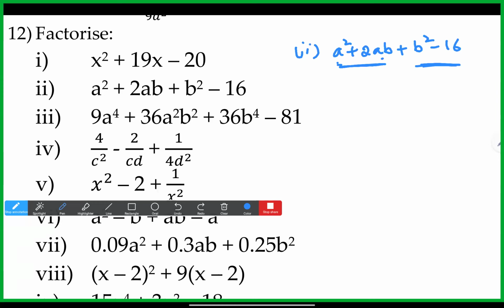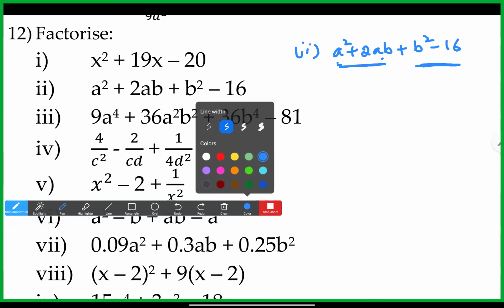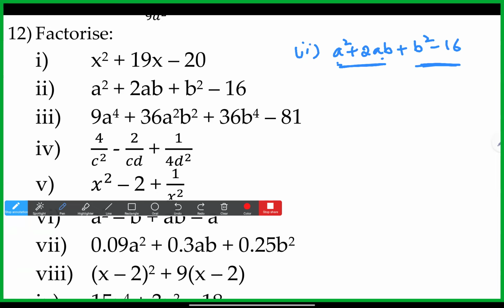Maisha, this is for sure. This question will come 100% in the exam. Suppose we take a common here. If you take a common, in the first term a will be a into a, and this will be having 2b, so a into a is a square and a into 2b is 2ab.